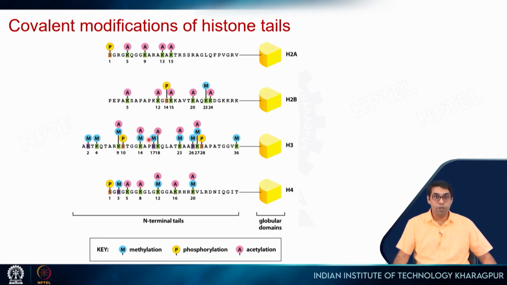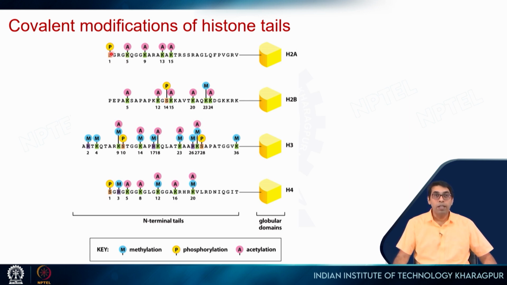For example, P is a phosphorylation. So, a phosphate group is added. We have already seen phosphorylation. We saw that kinase enzymes add phosphorylation. A is acetylation, M is methylation. So, there are again enzymes which will add these modifications on very specific amino acids on these histones and there are enzymes which will remove them. Just like in case of phosphorylation, we saw that kinases will add the phosphate group and phosphatases will remove the phosphate group. Similarly, there are acetylation and deacetylation or methylation and demethylation that are done by different sets of enzymes.